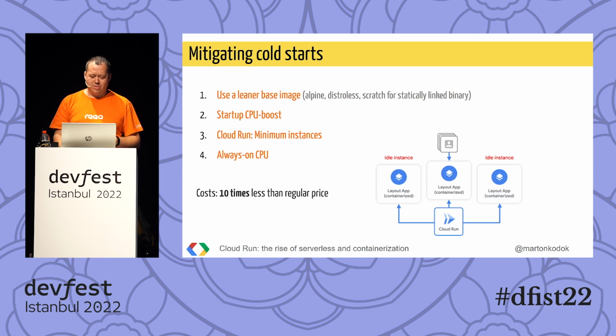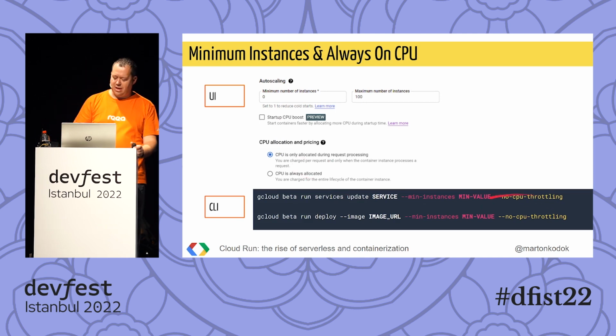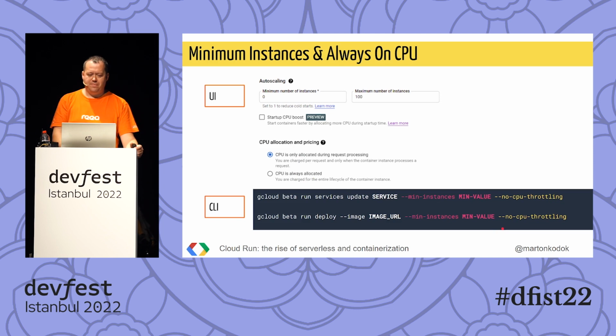How this looks now on the interface: you have startup CPU boost as an option. You have minimum instances from 0 to a number that you can use in order to have it ready, warm, and no longer you face cold starts. The CPU allocation could be different parameters, and you can use the CLI tool to set this.